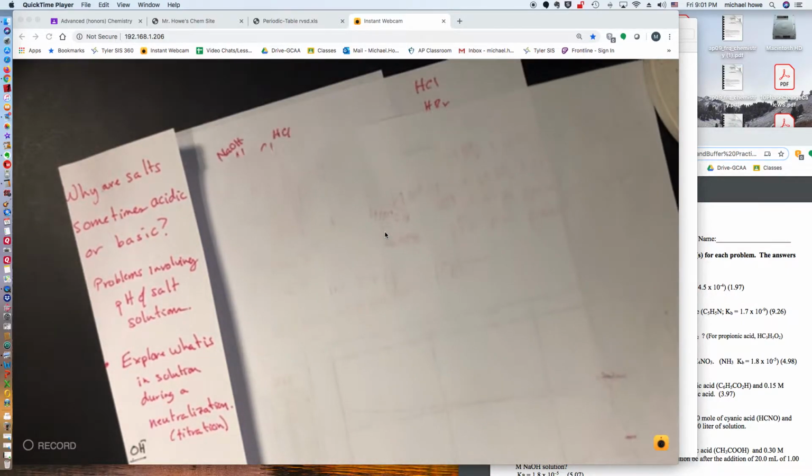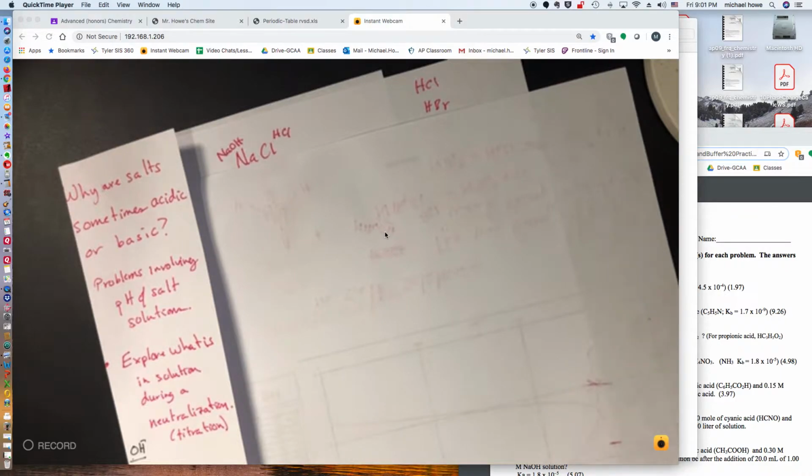All right, so I've written a couple things down. I started this and my camera malfunctioned, so I'll use some of the stuff I've written down previously.